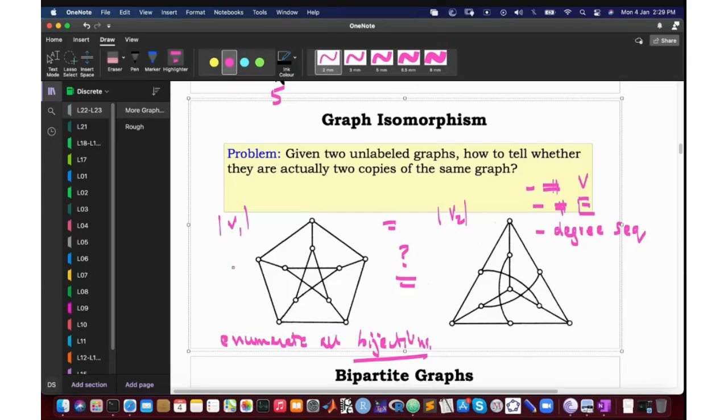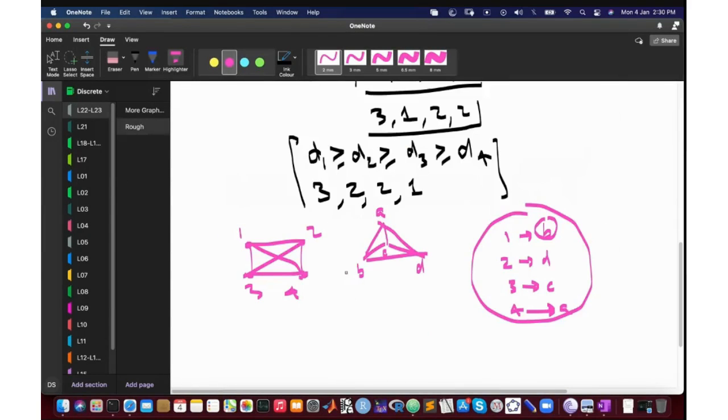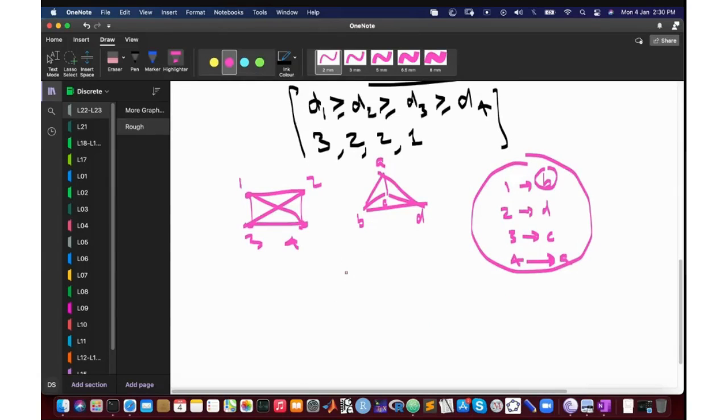How many bijections are there for an n vertices graph? So there are, how many bijections are there? Whoa. Hold on a second. Boy, we are in a discrete class. How many bijections are for this graph? 1, 2, 3, 4 to A, B, C, D? No. Boy, no. How many bijections are possible?